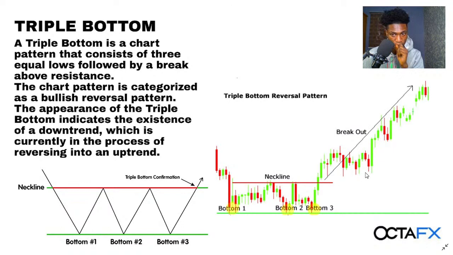Yeah, the triple bottom indicates the initial existence of a downtrend, which is currently in the process of reversing to an uptrend. One thing about chart patterns is you have to wait for a complete formation and a breakout before you can decide. Don't assume that the market is going to do this. Confirm that these chart patterns have been formed already, and there's a breakout and a confirmation that you should enter the trade, while of course putting your risk in check.